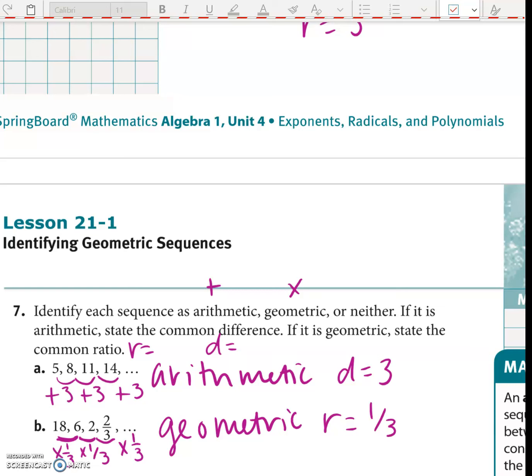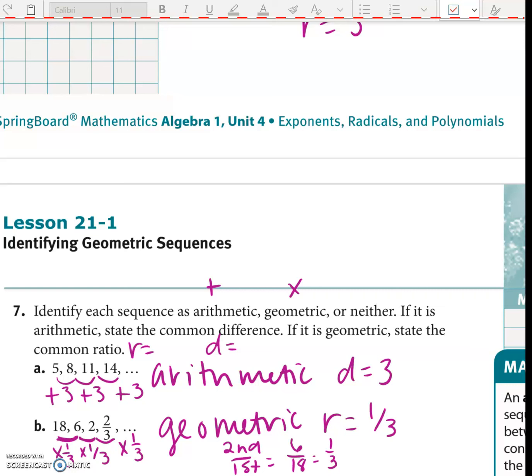If you're not really sure, what you can do is look at your second term and divide it by the first term. So I can take 6 and divide it by 18 and simplify, and that gives you 1/3. So you can also get your common ratio that way if it's not obvious just by looking at it.